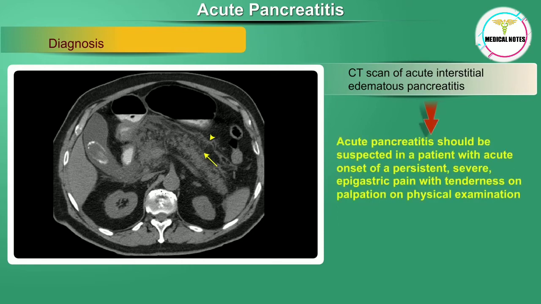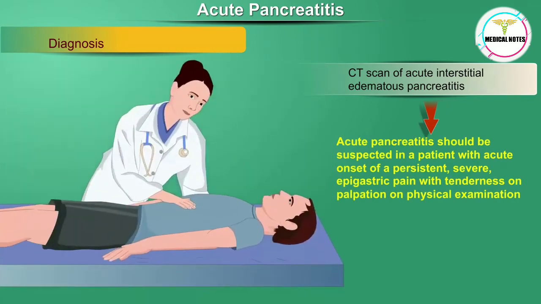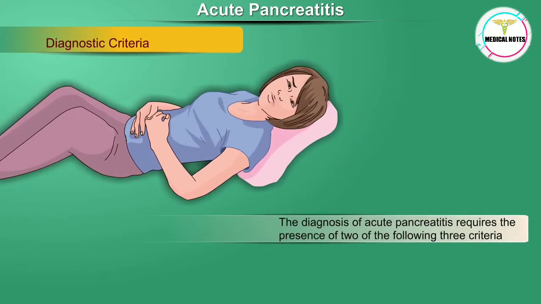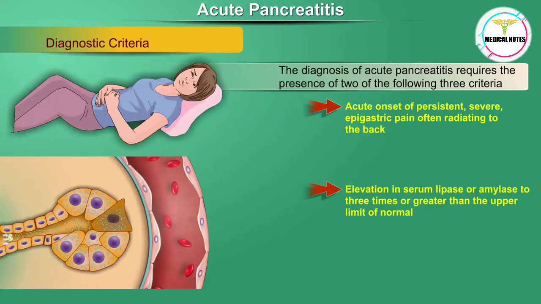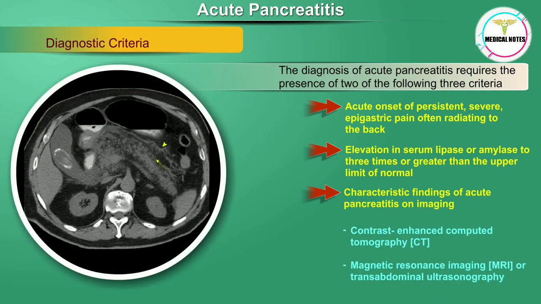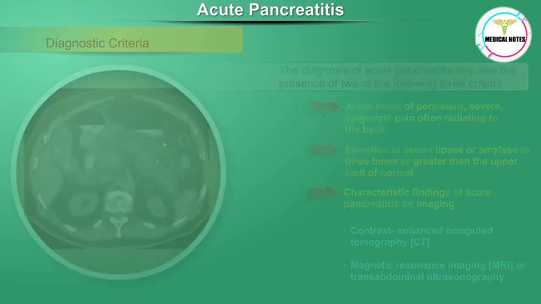Acute pancreatitis should be suspected in a patient with acute onset of a persistent severe epigastric pain with tenderness on palpation on physical examination. The diagnosis of acute pancreatitis requires the presence of two of the following criteria: acute onset of persistent severe epigastric pain that is often radiating to the back, elevation in serum lipase or amylase to 3 times or greater than the upper limit of normal, and characteristic findings of acute pancreatitis on imaging, which is a CT or an MRI or a transabdominal ultrasonography. Now let's discuss a little bit about the treatment options.